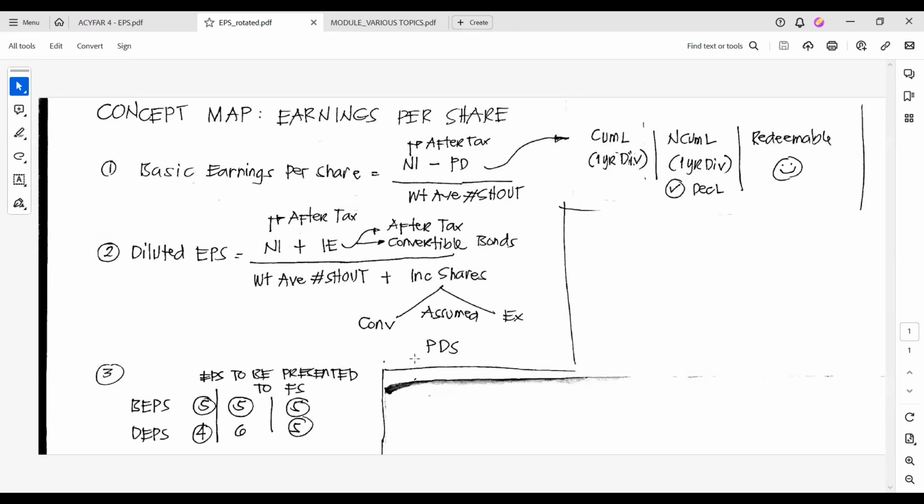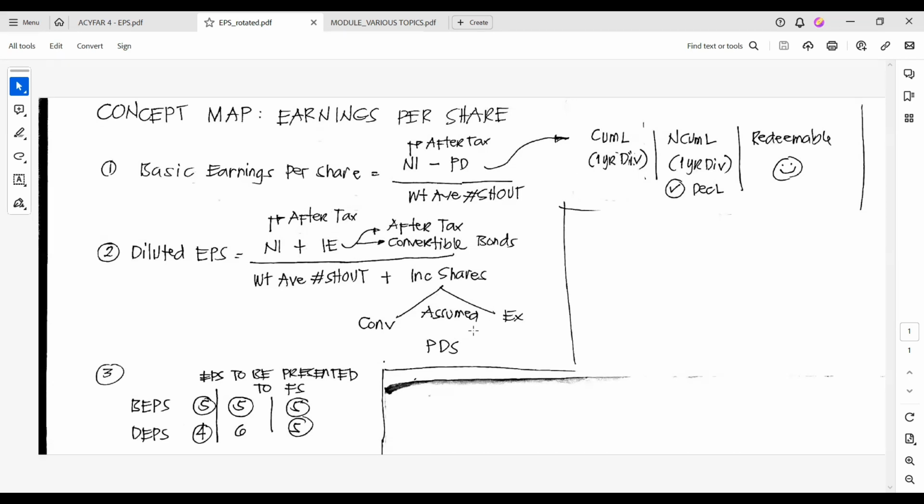Okay. So again, the formula for the diluted earnings per share, that should be net income after tax plus interest expense coming from the convertible bonds, and that should also be an after-tax item, divided by the weighted average number of shares outstanding plus incremental shares coming from the assumed conversion or exercise of potentially dilutive securities.